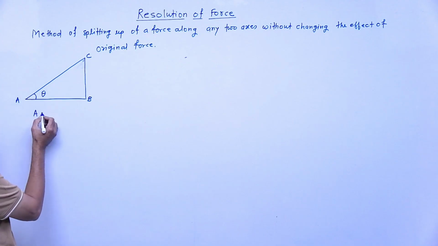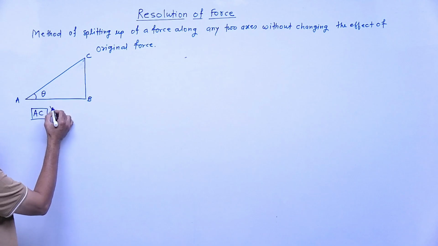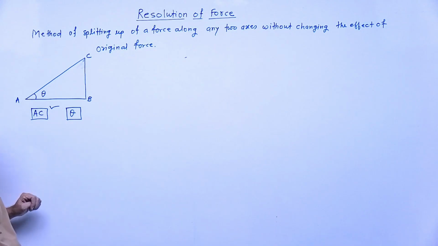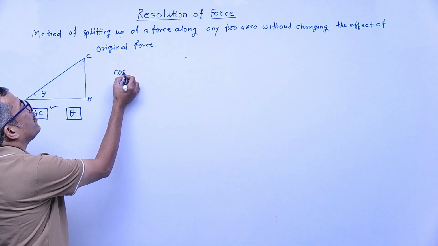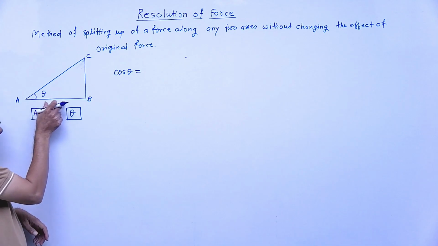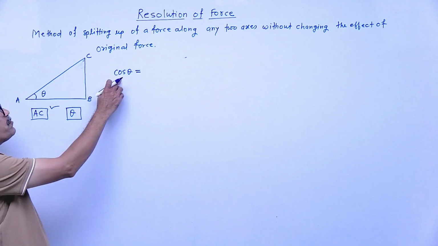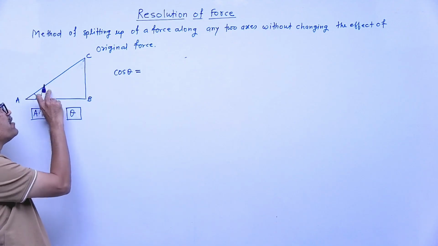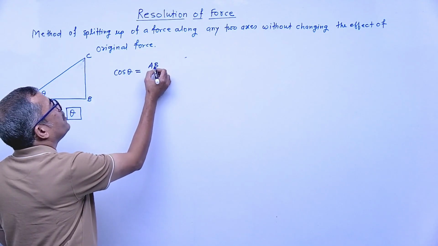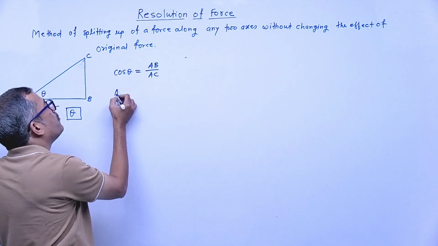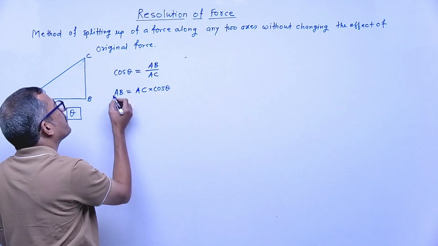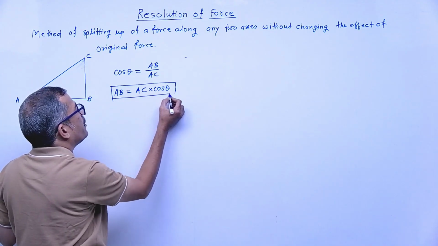Now what do you know? Length AC is known and angle theta is known. If length AC and theta are known, how will you write cos theta? Because AC and theta are known, I am interested in the lengths AB and BC. So cos means the length of the adjacent side, adjacent to the angle, that is AB, divided by the hypotenuse. It means AB upon AC, so AB is equal to AC into cos theta. Clear? Any doubt? All of you are brilliant, you know this, right?